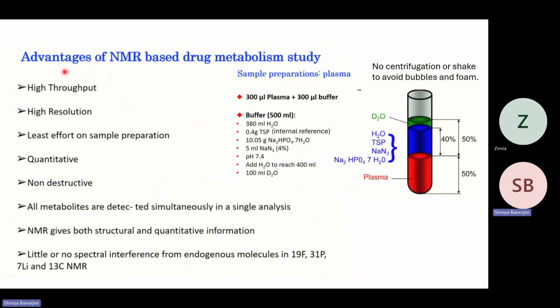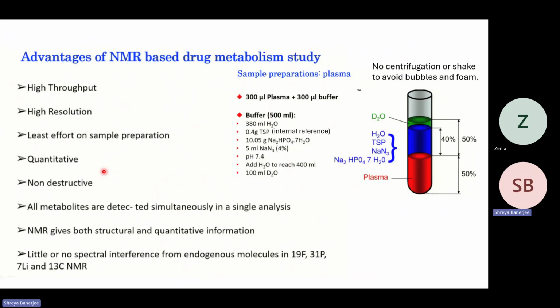The advantages of the NMR based method: it is a high throughput method, it gives high resolution, and there is least effort on sample preparation. Suppose we are doing in vitro NMR using plasma, so you need 300 microliter of the plasma and 300 microliter of the buffer, and we have to ensure that there are no bubbles that interfere with the spectra, and this is the buffer composition. So that is it. It just needs to be put in a tube and the spectrometer will take care of the rest. So the effort on sample preparation is very minimum.